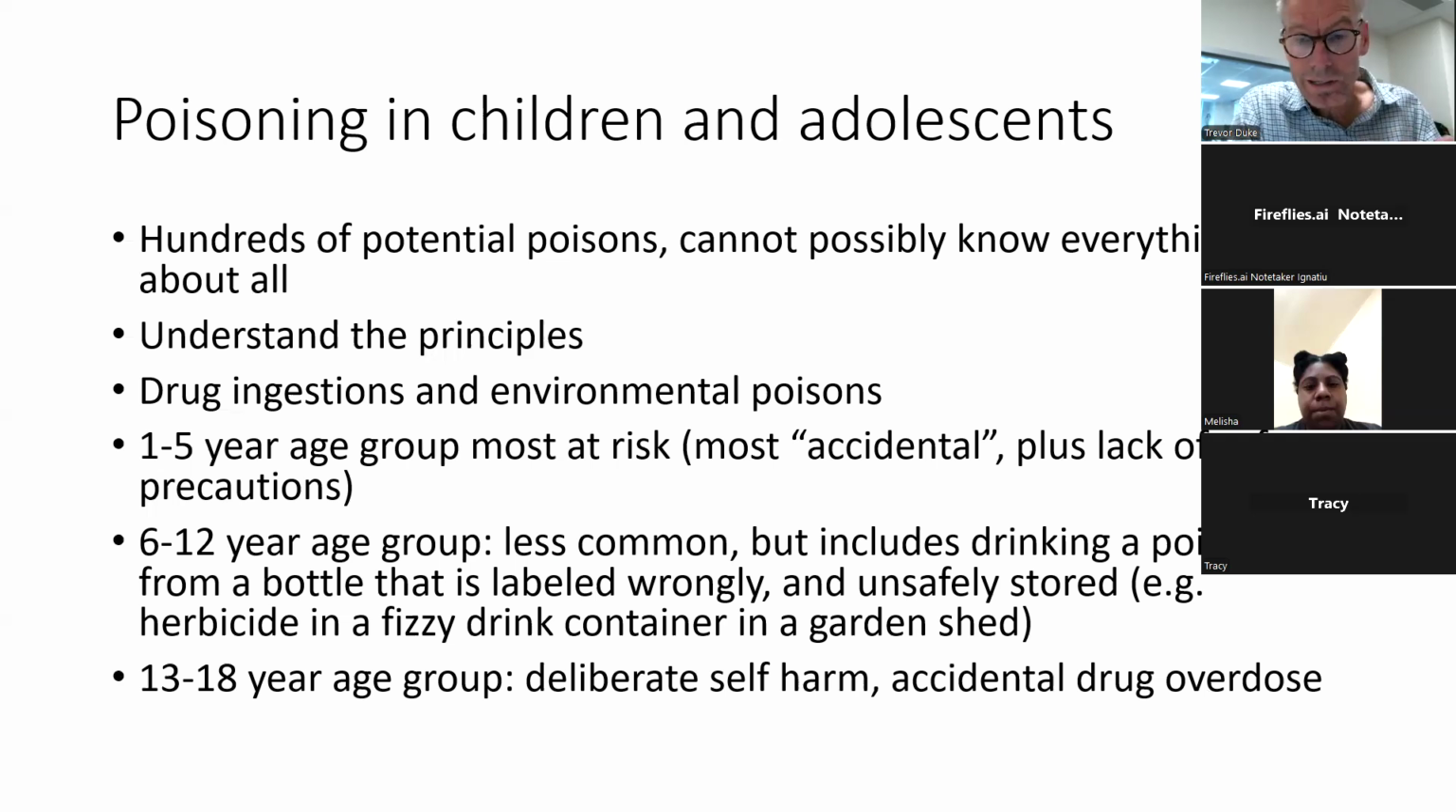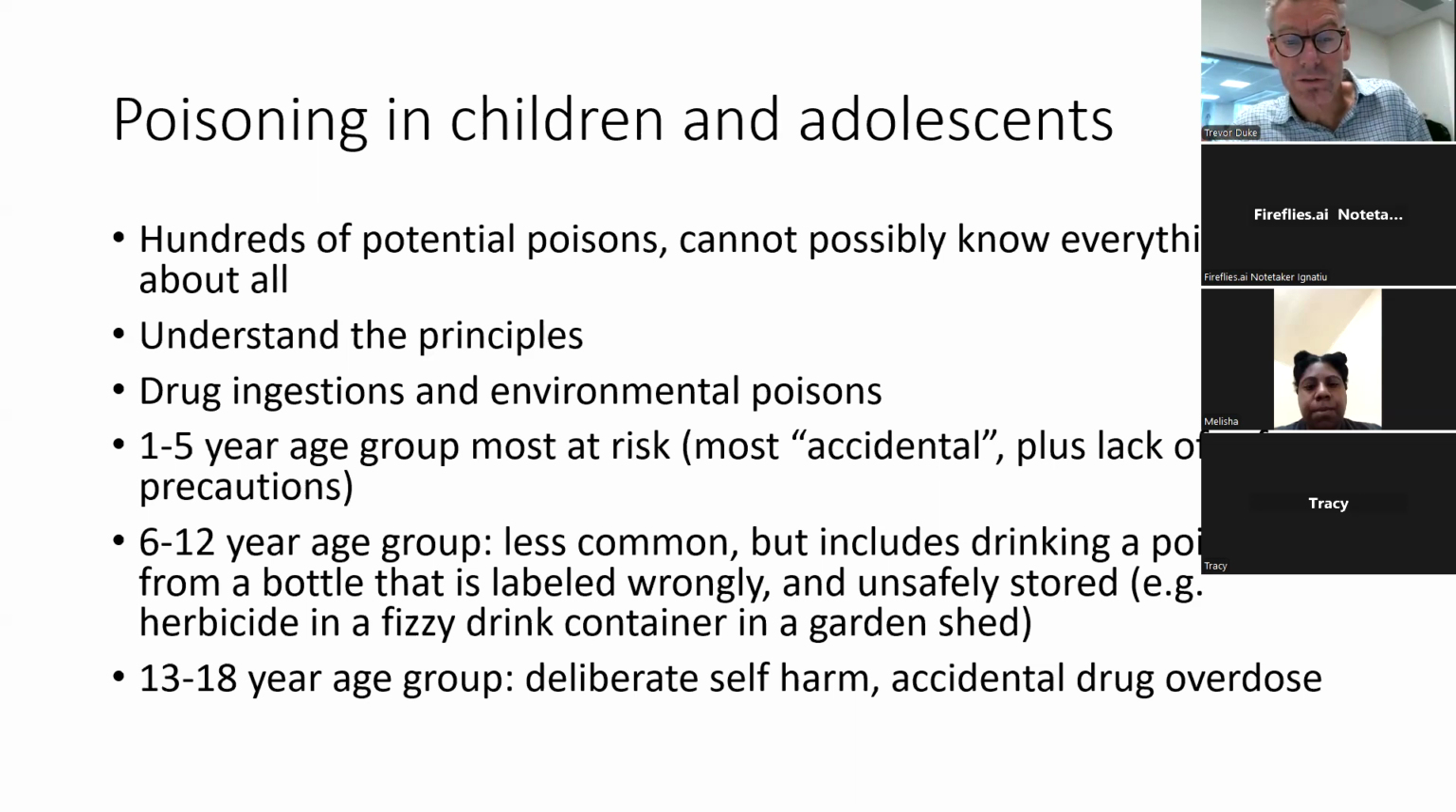They occur because they're accidental, and because of a lack of safety or parental supervision, often a lack of precautions. In the 6 to 12 year age group, poisoning is less common, but it often includes drinking a poison from a bottle that's wrongly labeled or is unsafely stored, such as a herbicide or an insecticide in a fizzy drink container in a garden shed. That's a potent cause of poisoning if poisons are held in inappropriate containers within reach of children.